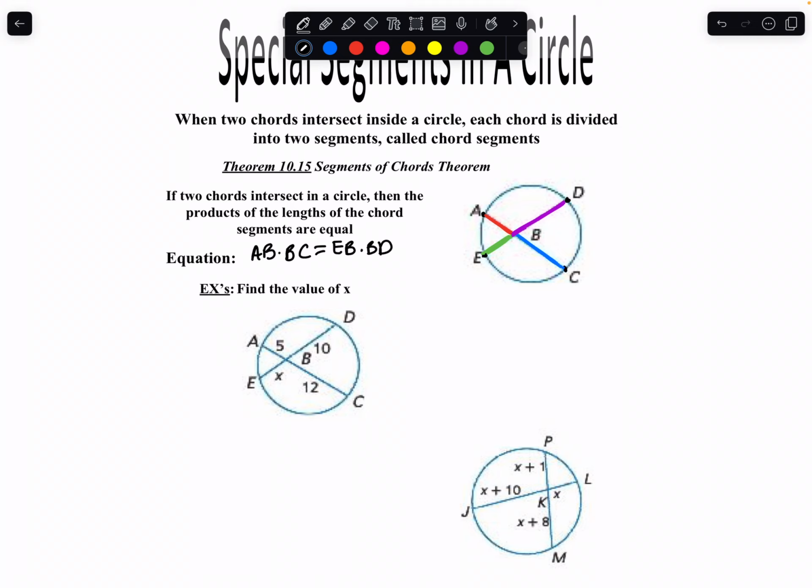So let's check this out. Here we have, in our first scenario, we're going to try to find the value of x. So I'm going to take this first piece, x, times the remainder amount, 10. X times 10 is 10x. That should equal the other portion. I'll do this in pink. 5 times the remainder portion, 12.